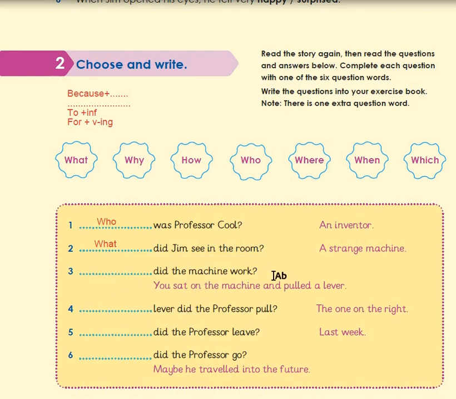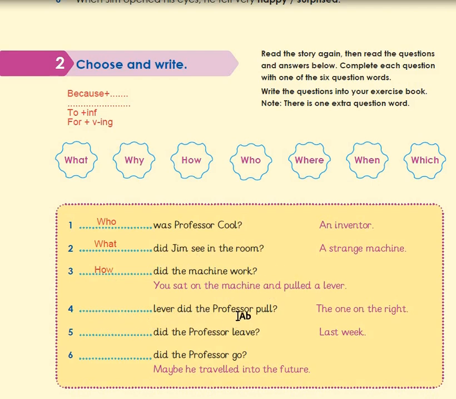Did the machine work؟ You sat on the machine and pulled the lever. إذن يسأل عن وسيلة أو طريقة. how كيف تعمل هذه الآلة. how did the machine work؟ You sat on the machine and pulled a lever. تجلس في الآلة وتسحب مقبض.